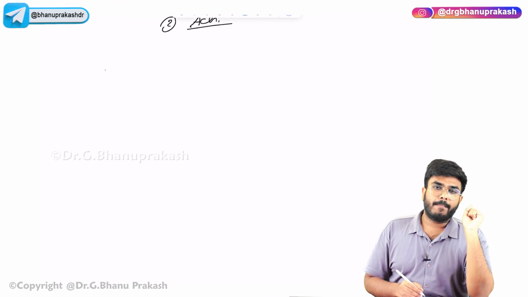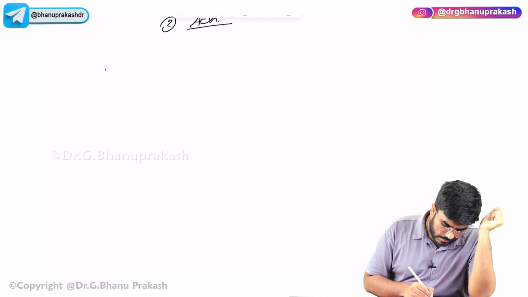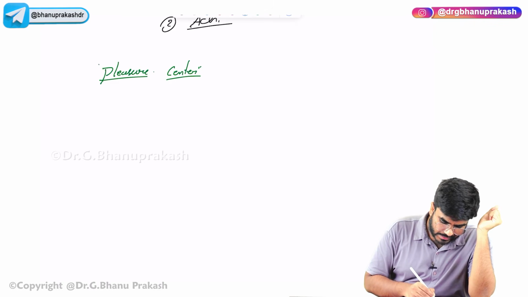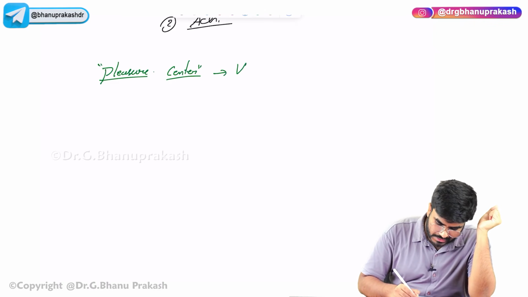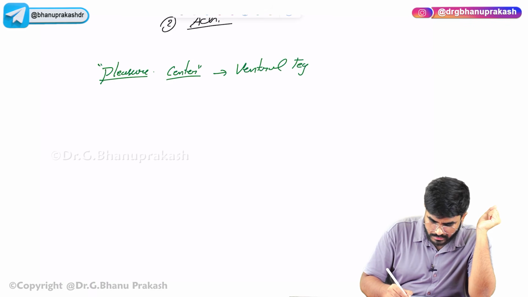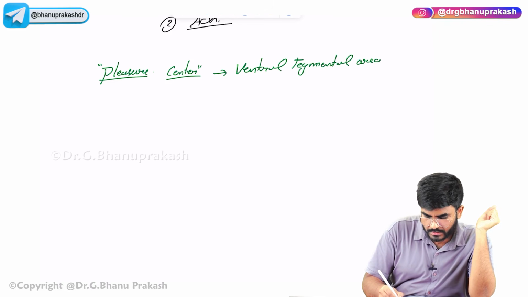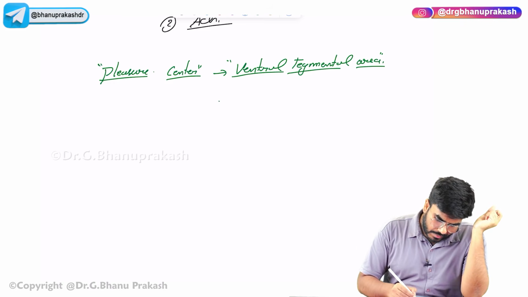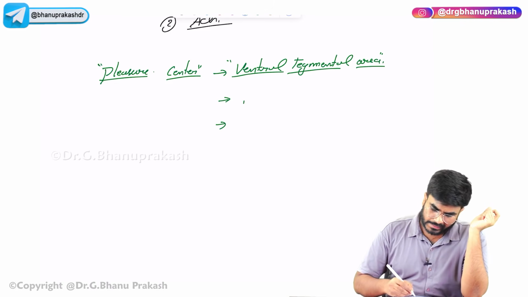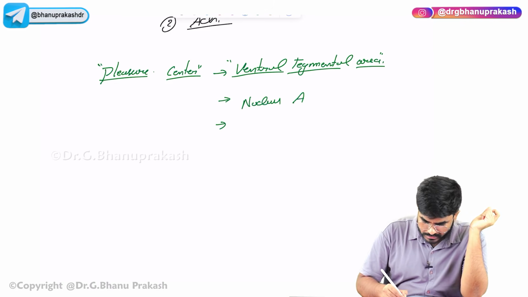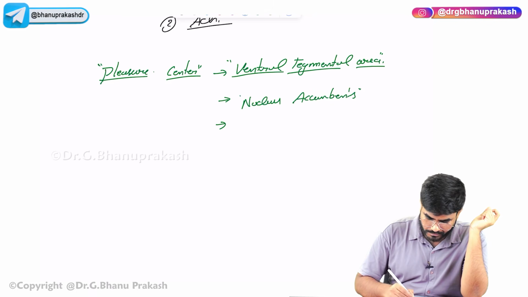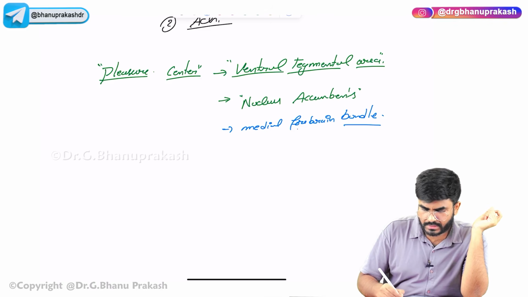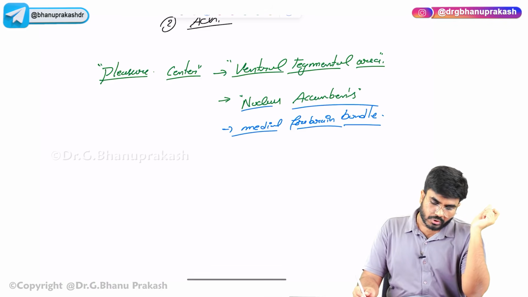You have studied everything. Now here I want to add a few more things. Which part of your brain is the pleasure center? The area where you feel pleasure is the ventral tegmental area. So the ventral tegmental area is your pleasure center. A few more points I want you to know: the nucleus accumbens and the medial forebrain bundle. These areas are also concerned with pleasure and addiction.